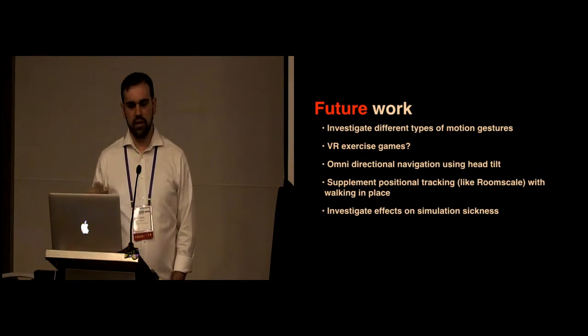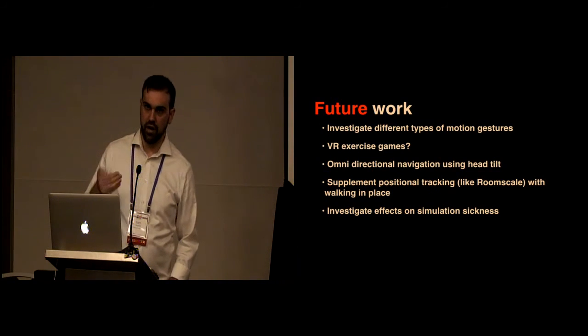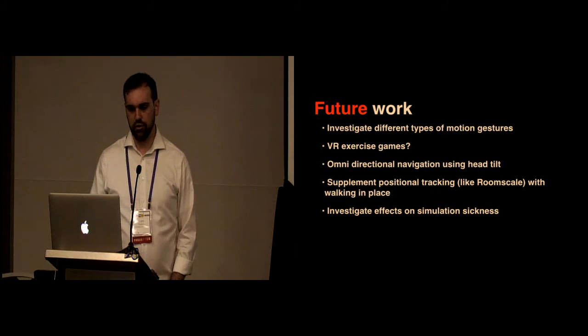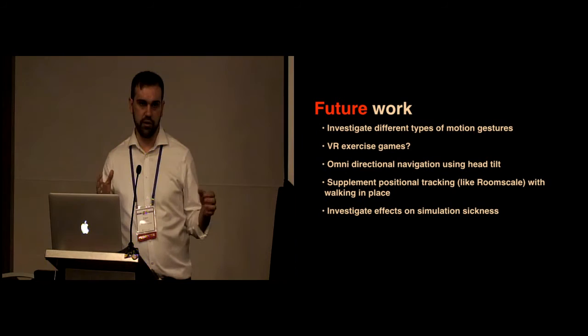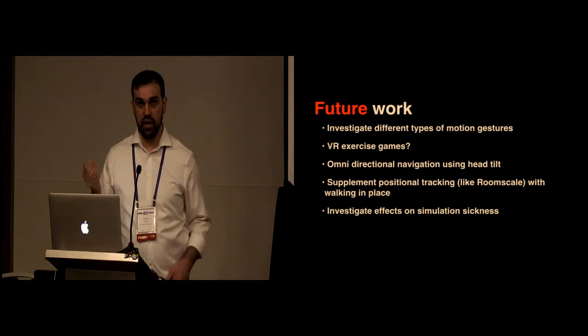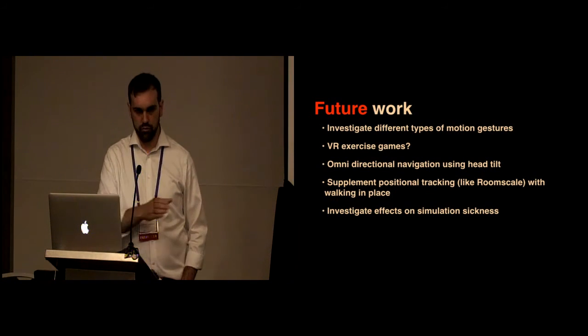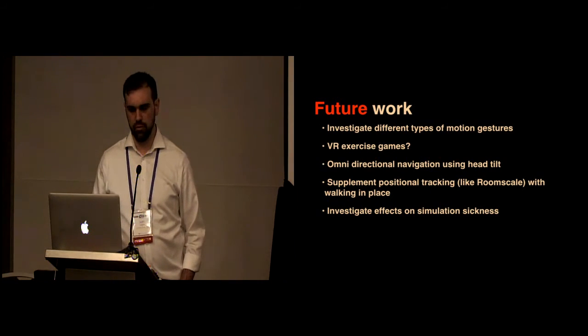But we also have been thinking about using your head like a joystick. So you can maybe tilt your head in a direction to change the direction that you're moving. It's just like you would be able to do with a normal joystick. Also, things like room scale in the HTC Vive have positional tracking, but that is very limited to a small area. You can only move around in your small area. So we wanted to investigate a combination approach where you use the positional tracking to do small adjustments and our VR step technique for doing larger movements in the world.